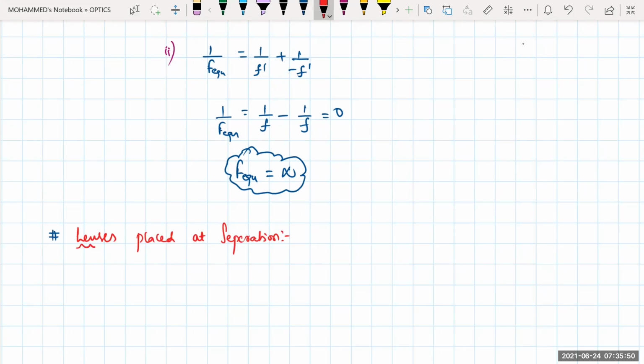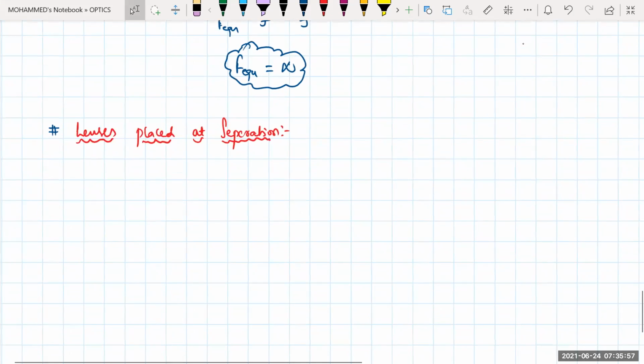Lenses placed at a certain separation. Now in the previous case, what have we done? We have done the cases where the lenses are kept in contact. In general, whenever two lenses are kept side by side, better with a certain distance, and the object is at infinity.